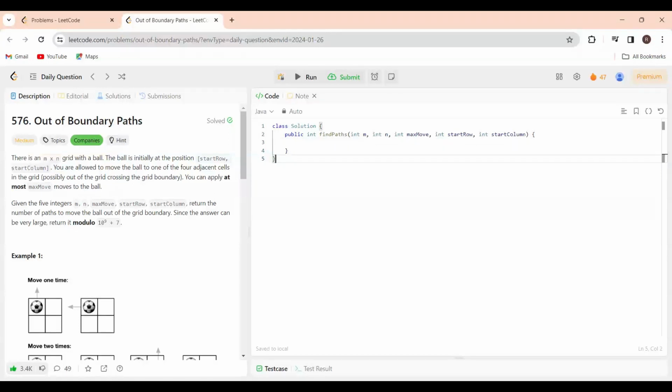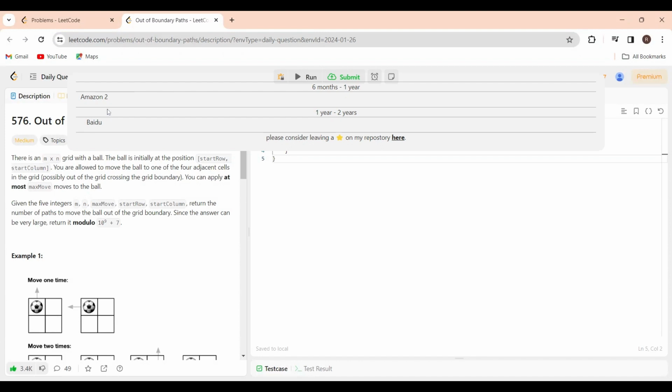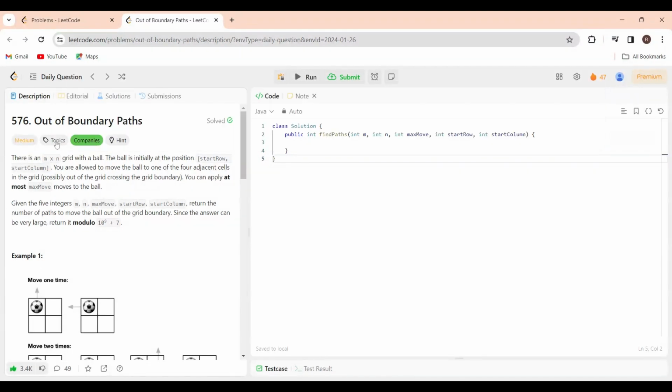And today's problem is out of boundary paths. This problem is asked by Amazon, and let us quickly dive into it.